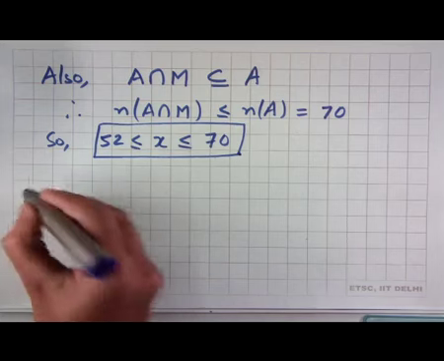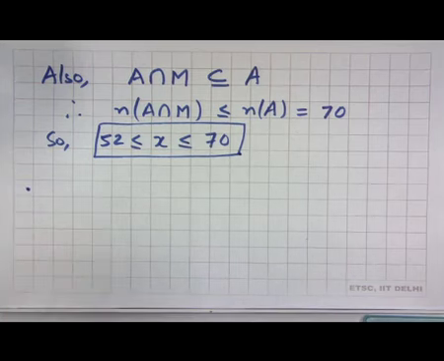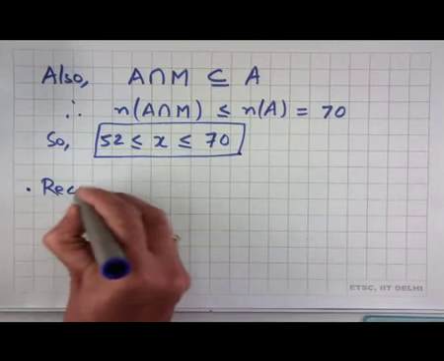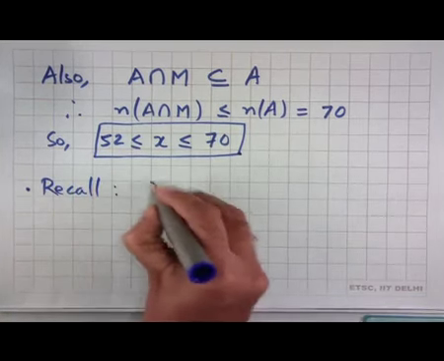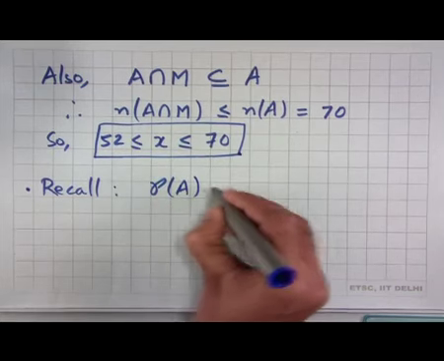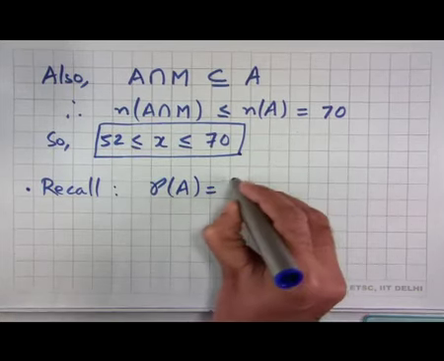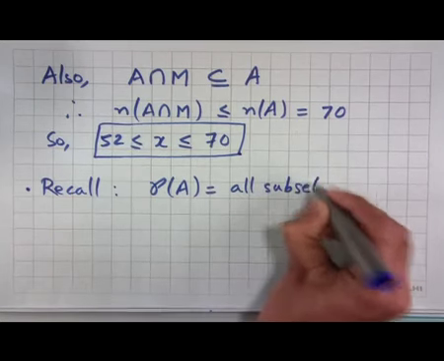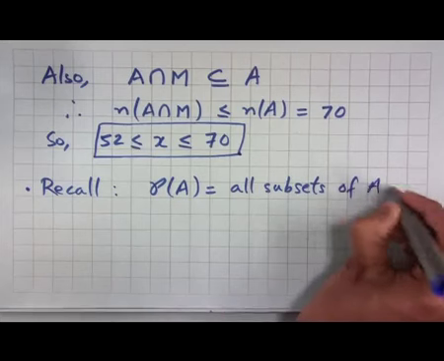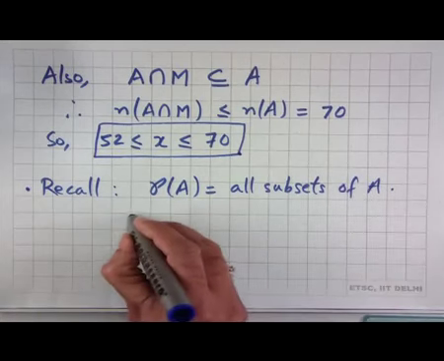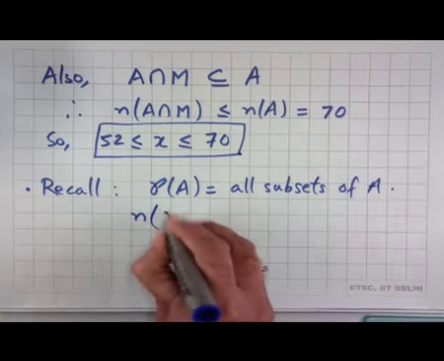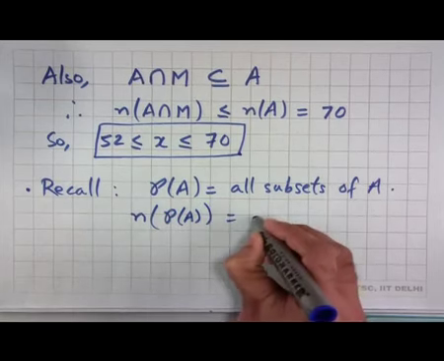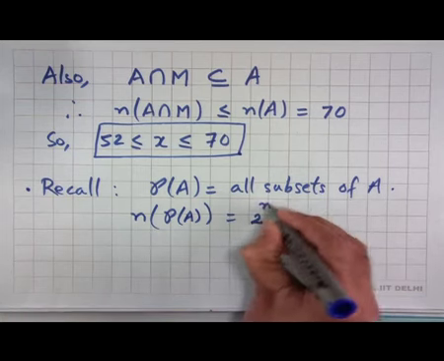Okay, so next thing, let us recall the power set of A, this is all subsets of A, and we have seen that the number of elements in the power set of A is equal to 2 to the power of the number of elements in A.